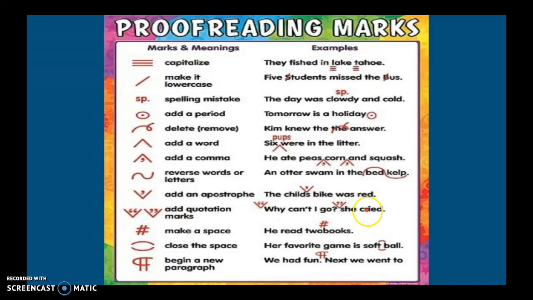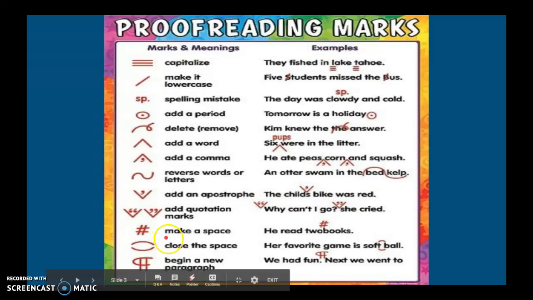"Why can't I go?" she cried is great, but we need quotations to know exactly what she said. Remember, you do one at the beginning of the phrase and one at the end of the phrase. When we need to make a space, we use a hashtag. This sentence, "He read 2 books," is awesome, but "2 books" needs to be 2 separate words. There needs to be a space right here, so we put the hashtag above.